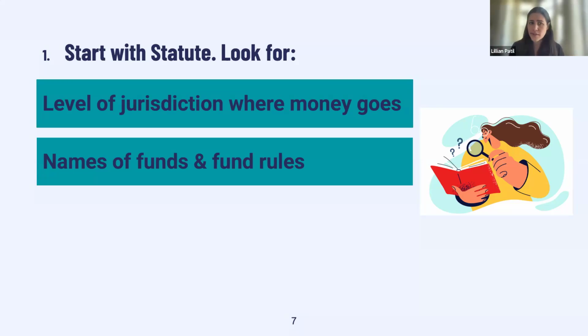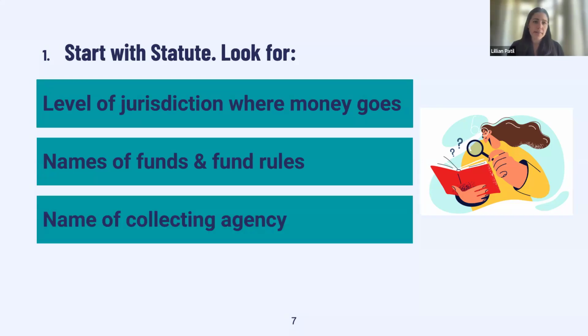Once you find the name of the funds from that first section of statute, you can then go and look for a statute that sets up a particular fund. And in that separate part of statute, hopefully you'll get even more context and information about the fund that can clue you in even more to more detail about the revenue path.